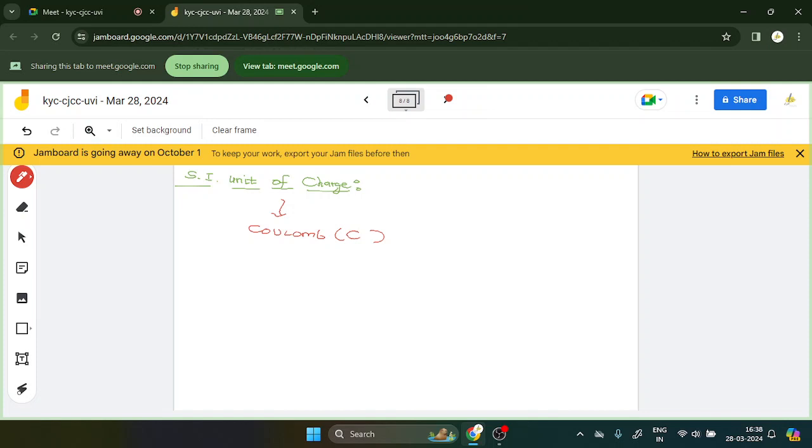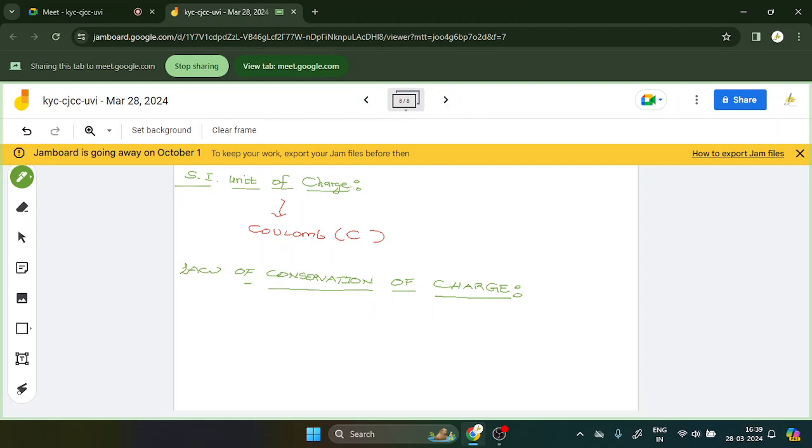Now let's talk about the quantization of electric charge. But before that, we will be discussing the conservation of electric charge, or the law of conservation of charge. So can you explain to me what is the law of conservation of charge?